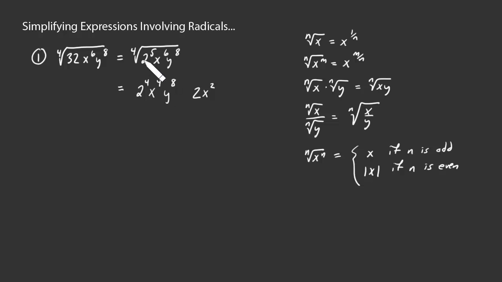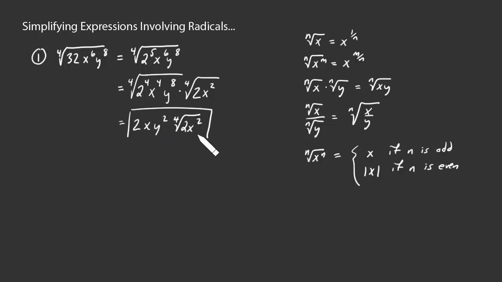Okay, so I can rewrite this fourth root of all this mess as the product of 2 fourth roots, like that. This, of course, is just 2x y squared. Each one of these guys is a perfect fourth power. This, I just can't do much with. So I'm going to leave it alone. And that is my simplified version of the fourth root of this product. Okay?